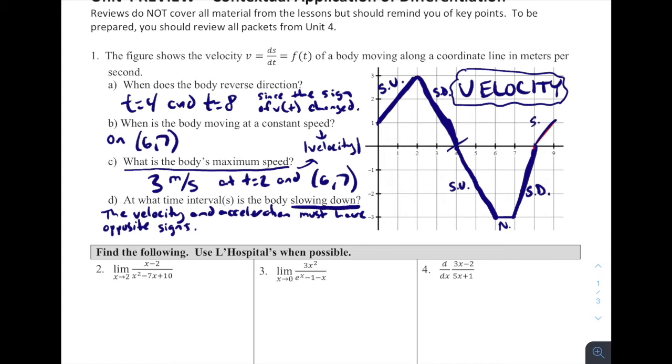And then we are speeding up on this part here because it is a positive velocity with the slope being positive, or the acceleration being positive.